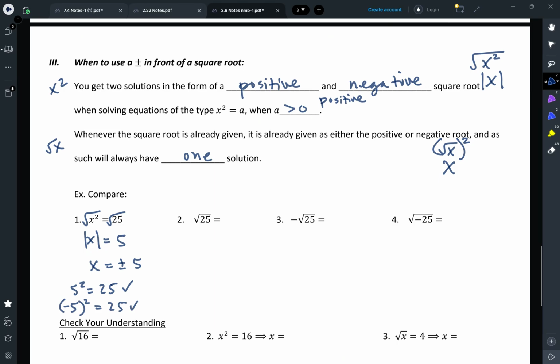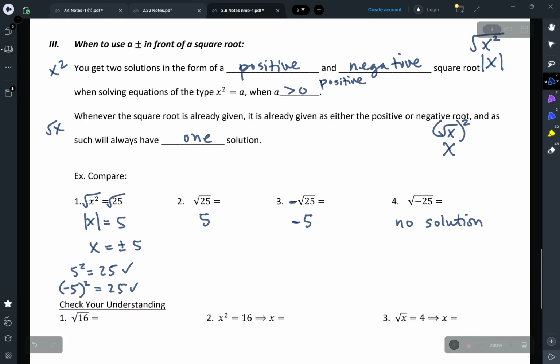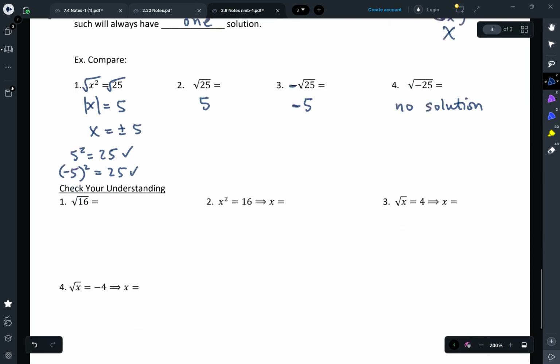On the next one, it just says square root of 25 by itself. So there's no x there. I'm just going to evaluate this. Square root of 25 is just 5. On the next one, the square root of 25 is still 5, but now I have a minus out in front. So it's going to be a negative 5. The third one, we want to know what the square root of negative 25 is, and that's back to just the no real solution thing. We can't do this. And again, you could just write no solution. I don't expect you to know when it's imaginary and when it's not yet.